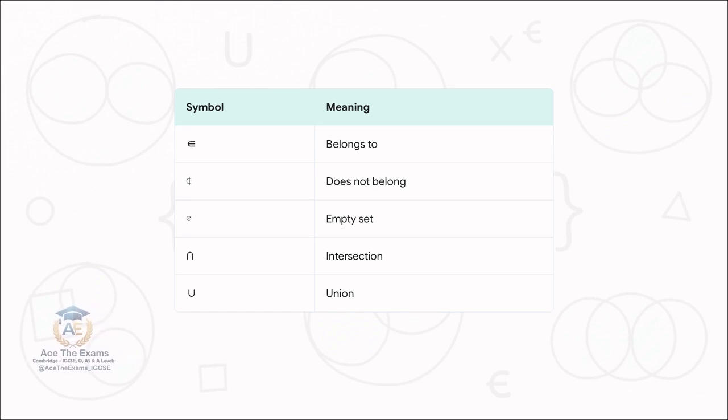And finally, the right side up U is the union. The union is the ultimate team-up. It includes everything that is in either set or both sets combined. If you know these 5 symbols, you can decode any set notation problem the Cambridge examiners throw at you.